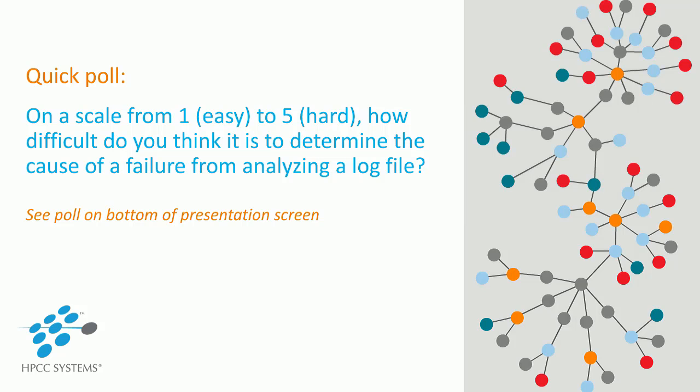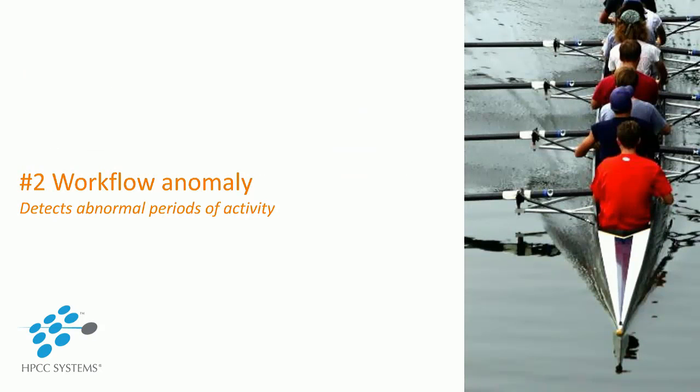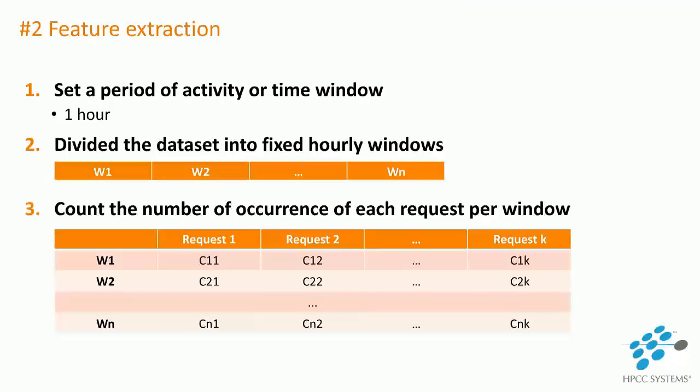Now let's move on to workflow anomaly, which aims at detecting abnormal periods of activity. As for the first anomaly, we had to define our features. The first step was to set the period of activity, and for this one we decided on 1 hour. This is a parameter; it can vary depending on the system, your needs, or the organization. So we chose 1 hour as the period of activity.